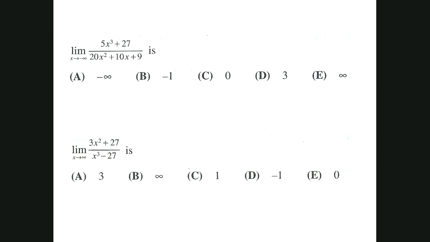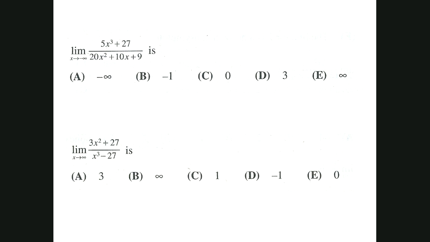Is 5x to the third plus 27 over 20x squared plus 10x plus 9. What is my limit? Letter A, negative infinity. Oh, it's going to negative infinity. I didn't even see that. Thank you very much. It is A, because it's going to negative. Okay? So it's getting to be a very big negative number. Good catch there. I didn't even catch the minus sign in front of the infinity sign.